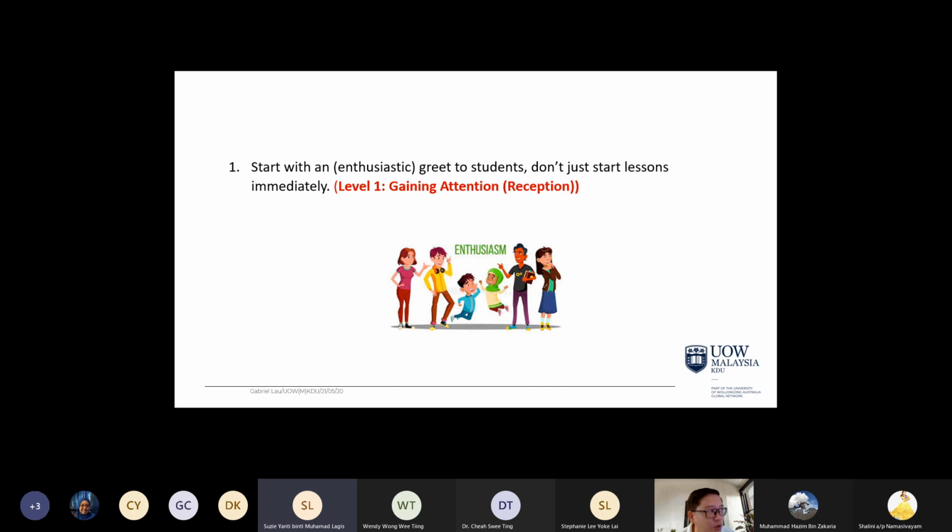So the first one is to start with an enthusiastic greeting to students. Don't just start the lesson immediately. It's always important to say very good morning, hi, create that atmosphere, create that wanting to learn in the student. Students' minds need to warm up, so it is important sometimes to discuss actual things that are happening. I normally encourage my colleagues to relate things to the student.